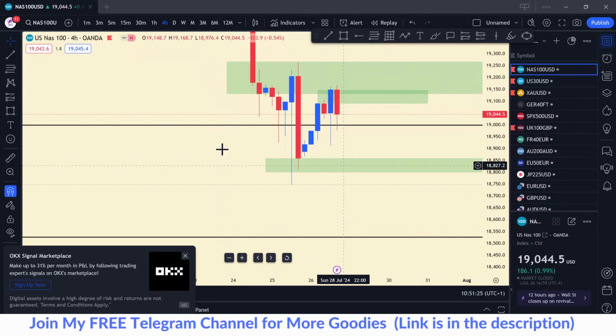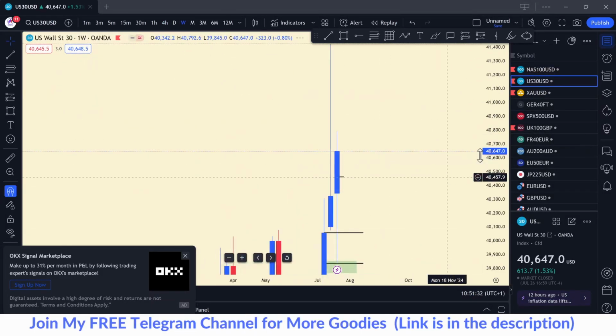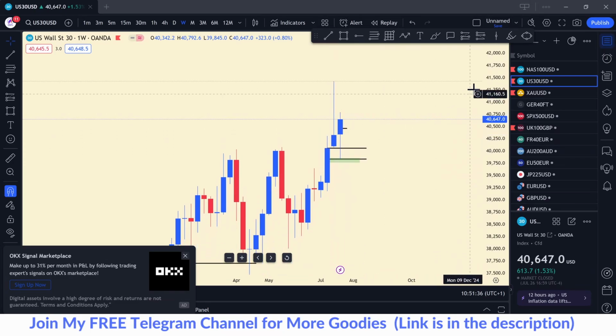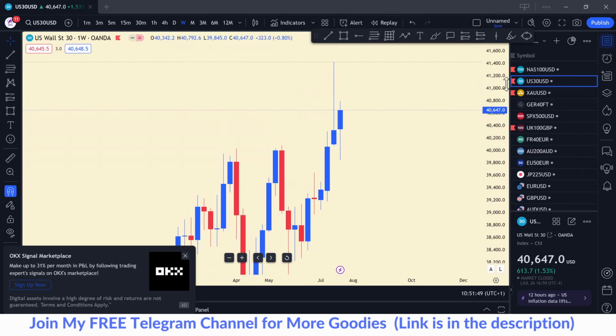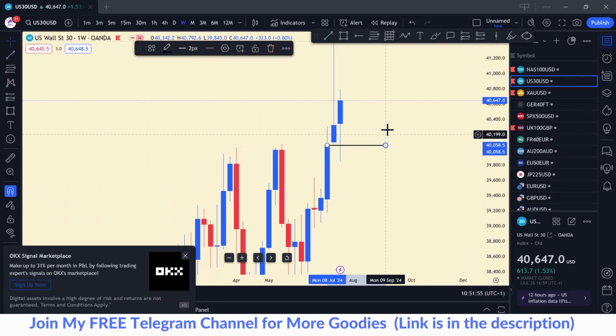The next directional bias we are going to look at is on US 30. For me, I personally use the weekly, daily, and the 4 hour for my trades, be it scalping, be it swing, be it intraday. I use those 4 time frames mostly. So looking at the weekly here on US 30, you can see that price rejected of this one.